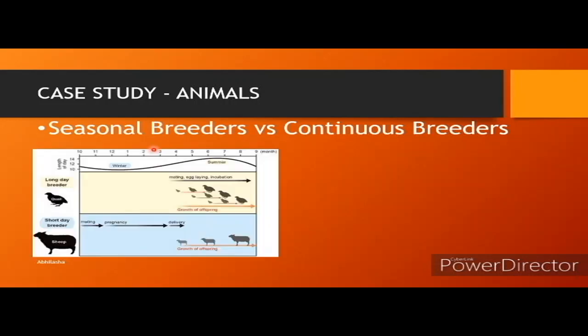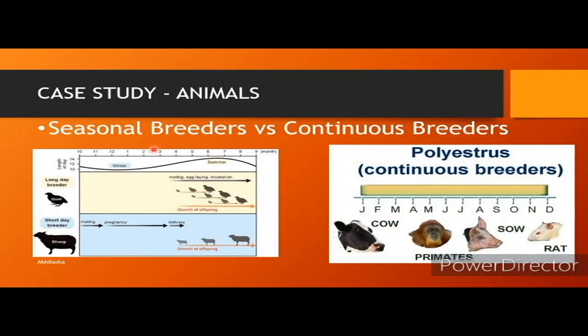The common examples of seasonal breeders are birds, frogs, sheep, deer, and lizards. Now, in seasonal breeders, the reproductive cycle is dependent upon the number of hours during the day sunlight is available. Last year you had done a term called photoperiod. So this is something similar to that. There are certain long day breeders and there are certain short day breeders. The common examples of continuous breeders are cows, primates, pig, rats, queen bee, rabbit, etc.